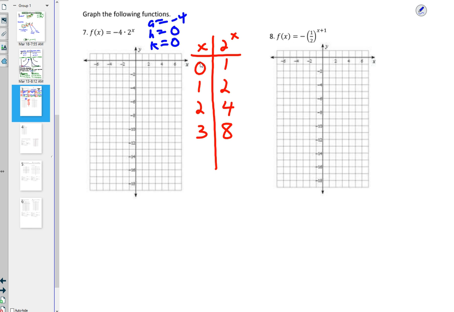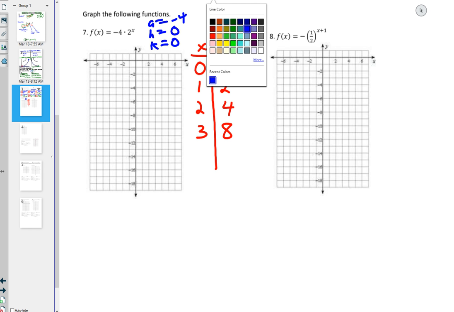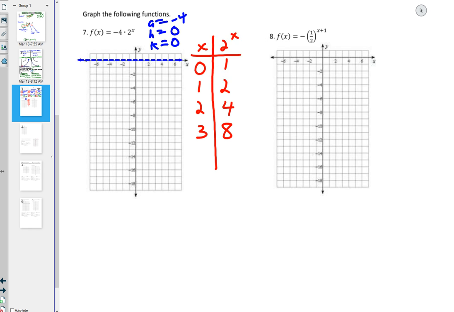All exponential functions have a horizontal asymptote. Where did I tell you the horizontal asymptote is always going to be at? At K. What's K here? 0. So I would find 0 on the y-axis. Yes, I said that correctly, on the y-axis. And draw a horizontal dashed line through there. My graph is either going to be entirely above this or entirely below it.